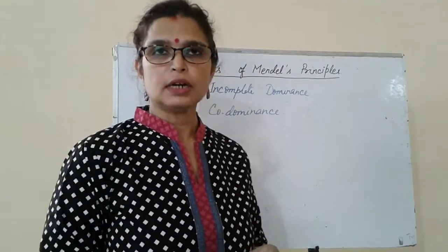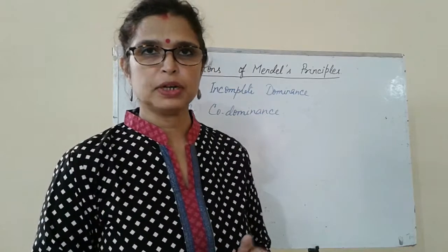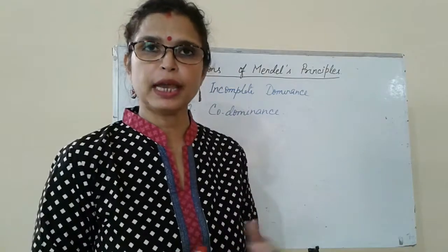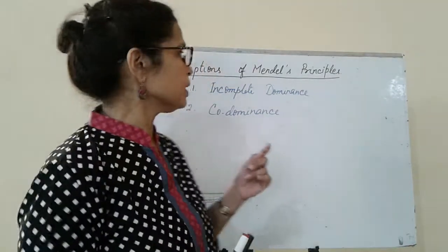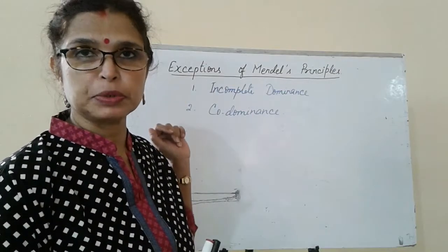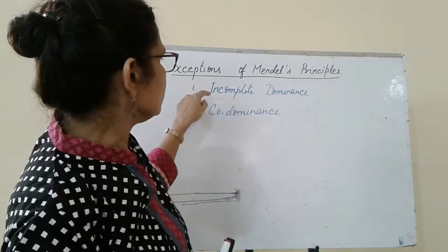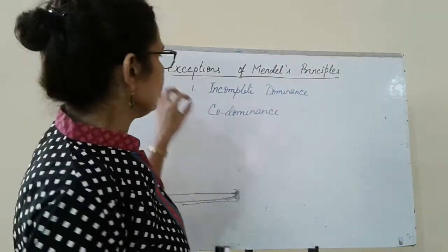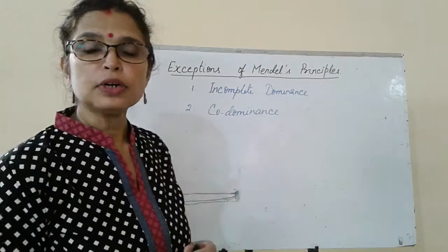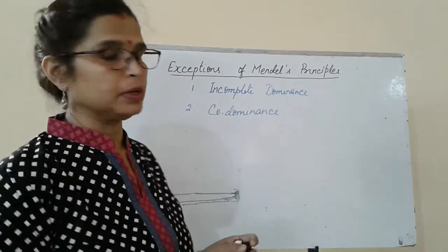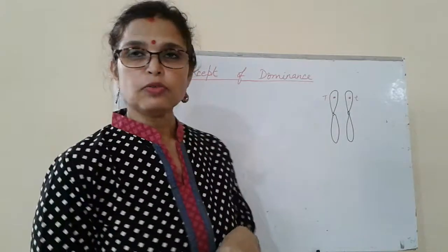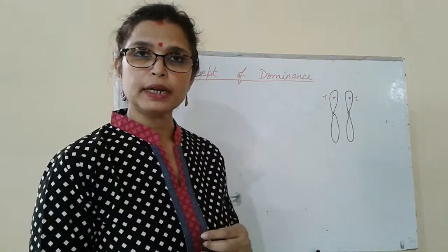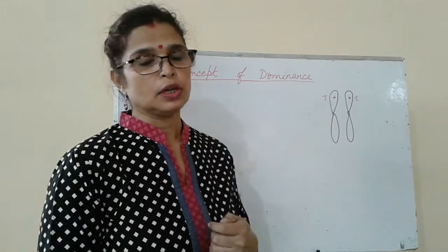After Mendel's third law, the law of independent assortment, where the pair of alleles assorted independently during gamete formation, the new topic is the exceptions of Mendel's principles. And here we will discuss the incomplete dominance and codominance. But before these topics, let's try to understand the concept of dominance. In the concept of dominance, we will discuss why some alleles are dominant and some are recessive.